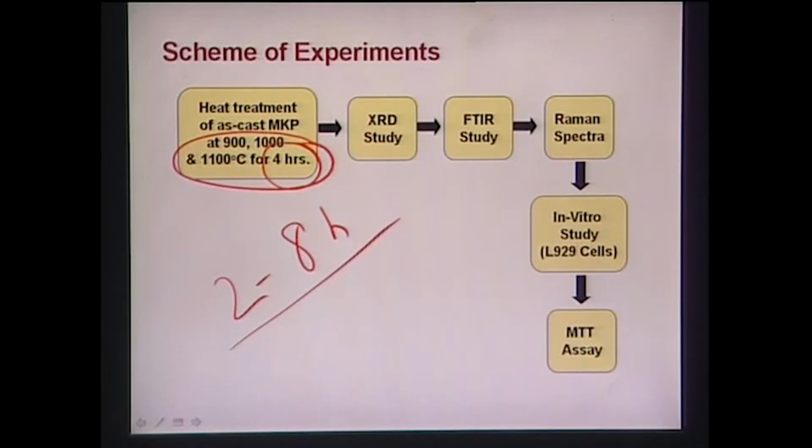XRD was taken to find out what the different phase assemblages are. FTIR was essentially to find out whether the phosphate group is there and whether the P-O vibration peak is there or not.